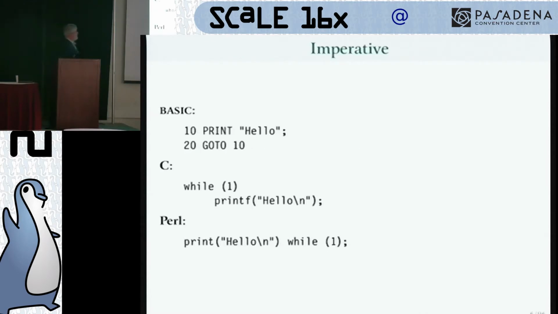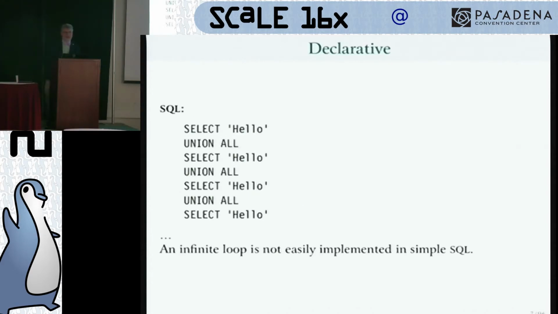Okay. So this is a typical imperative language. The first example is in BASIC. I'm showing my age here. That's what we used to do. If you ever run a program that just says hello over and over again, that's what that does. There's an example in C. There's an example in Perl. You're actually telling the computer what to do, in this case, say hello over and over again. Okay. This is a declarative language where you're just saying, give me hello, and then give me another hello, and so forth.